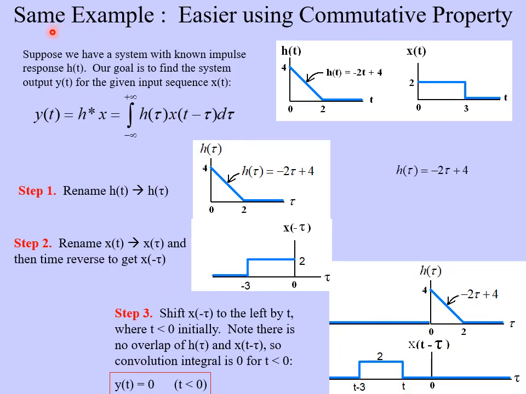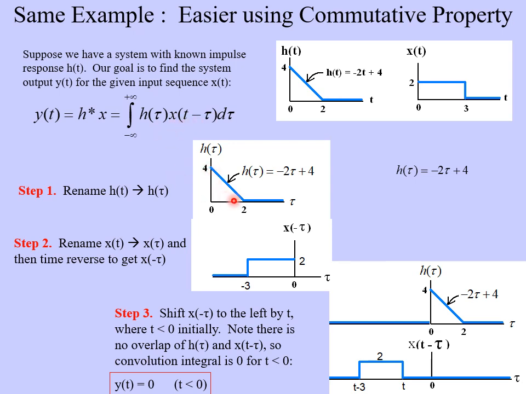One of the useful things about the commutative property is that you can simplify some problems. I'm not going to go through this in detail, but take that last difficult problem, where we had h looking like this and x looking like this. If we do the convolution with h first and then x, so we have h of tau times x of t minus tau, then we're flipping and shifting x instead of h.